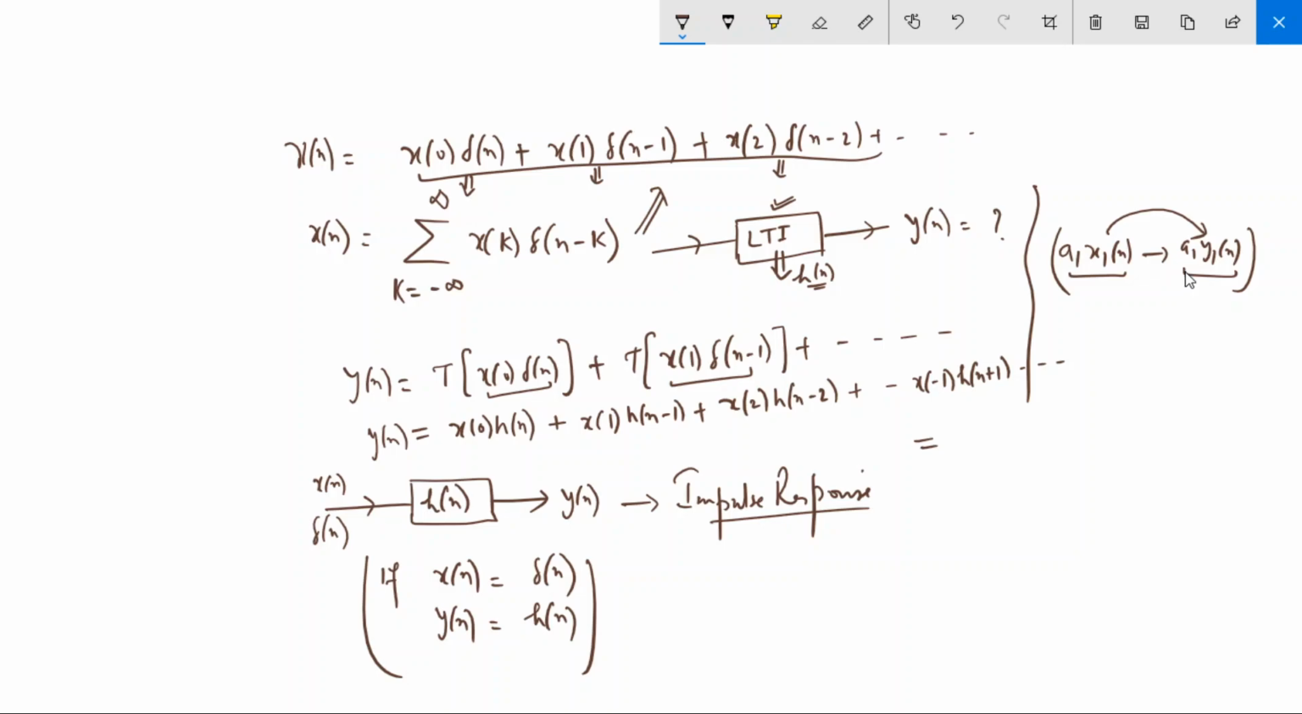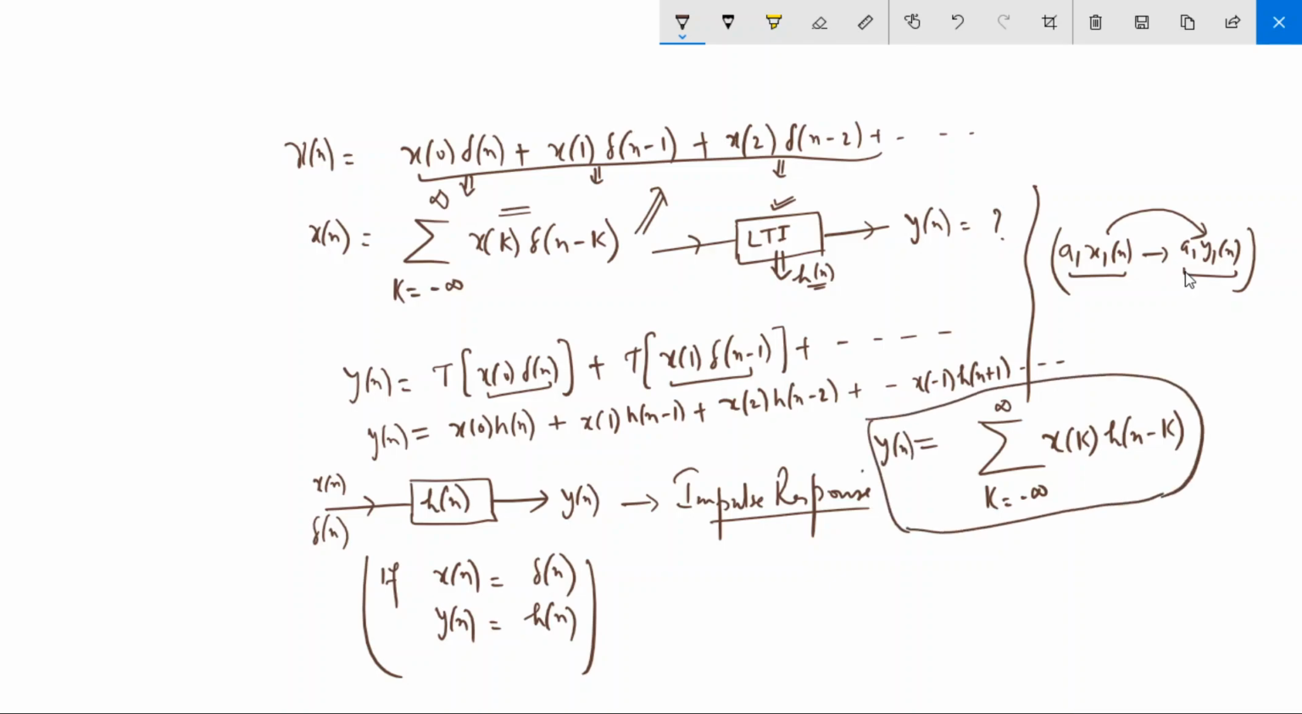So this is the output of the system, and you can express this series again in the form of an equation like this, where you have the summation of x of k h of n minus k, k from minus to plus infinity, and this is y of n. Okay, this is basically called convolution.